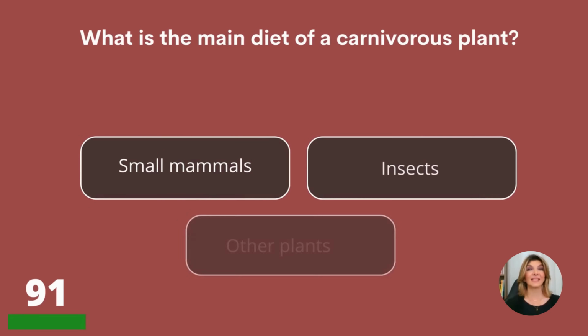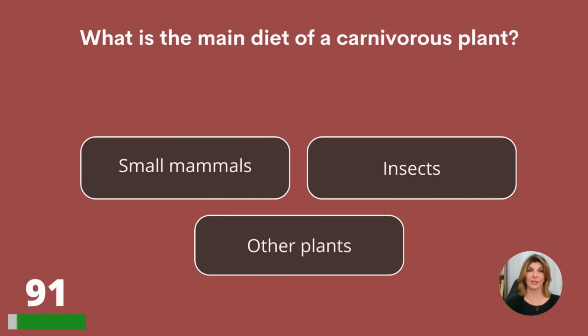What is the main diet of a carnivorous plant? Small mammals, insects, or other plants? Insects.